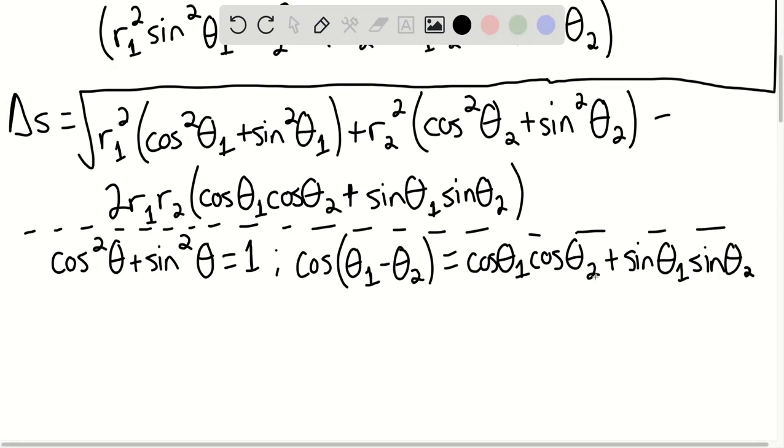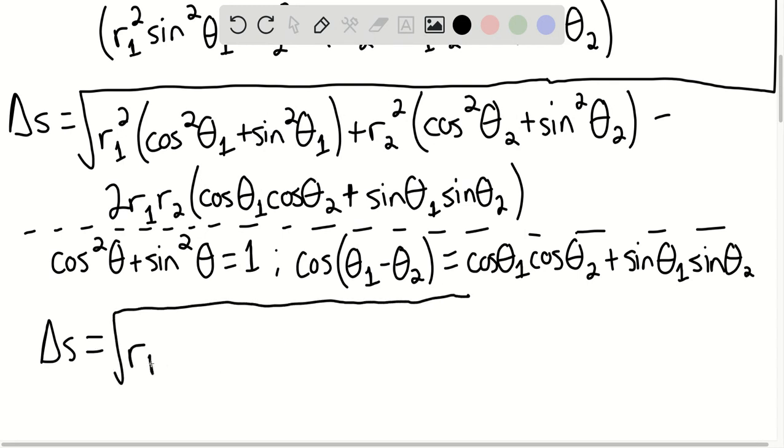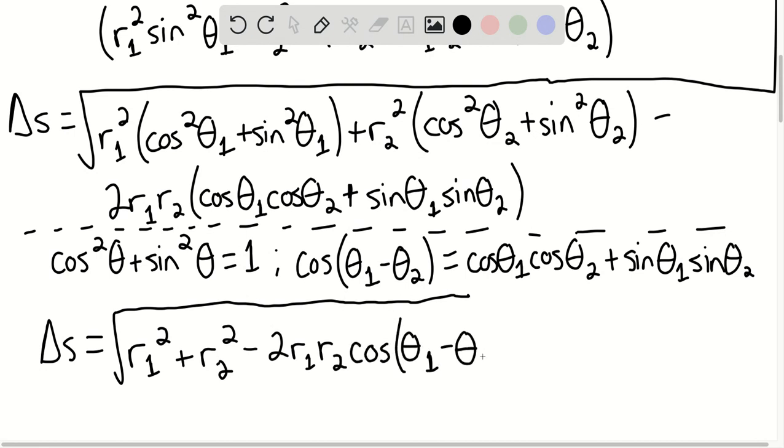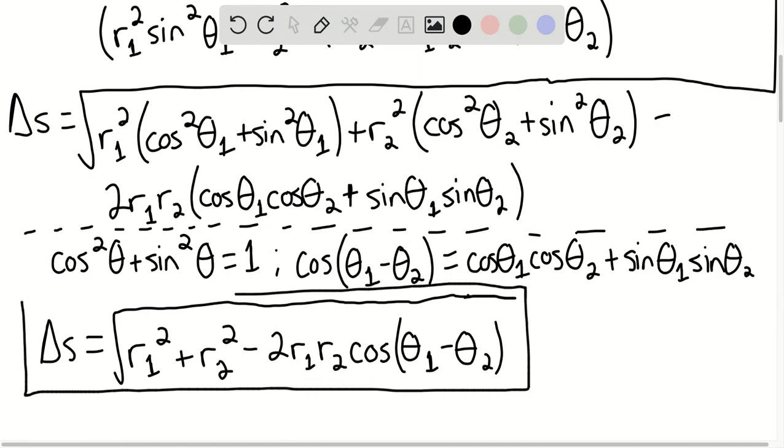So we can finally simplify and simply say that the distance between these two polar coordinates would be the square root of r sub 1 squared plus r sub 2 squared minus 2 r sub 1 r sub 2 multiplied by cosine of theta sub 1 minus theta sub 2. And we can't simplify any further than this, so this would be our final answer. That is the end of the solution. Thank you for watching.